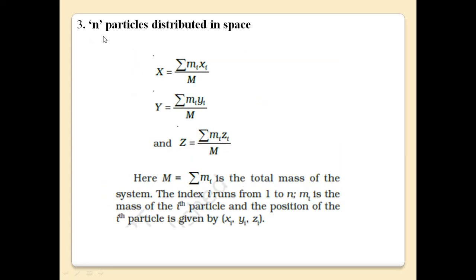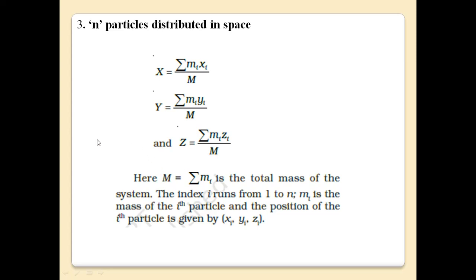Now, if there are n particles distributed in space, the center of mass will have all three coordinates, that is X, Y, and Z. So X is equal to sigma mi xi by M, Y is equal to sigma mi yi by M, and Z is equal to sigma mi zi by M. Capital M is sigma mi, the total mass of all the particles in the system.